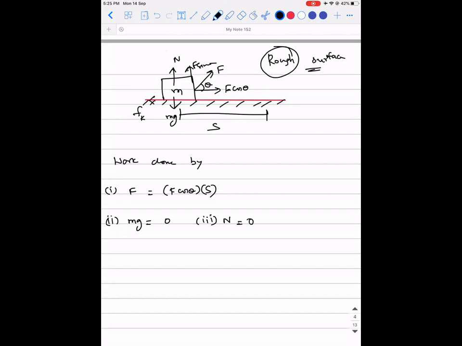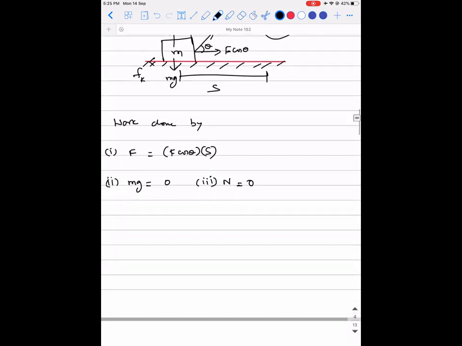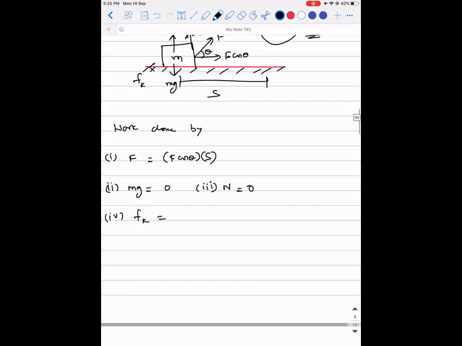Zero, because it is the same scenario as the previous case, except the fact that there it was a smooth surface, here it is a rough surface. That's it. So, what will be the fourth one? Work done by friction. How much is it?